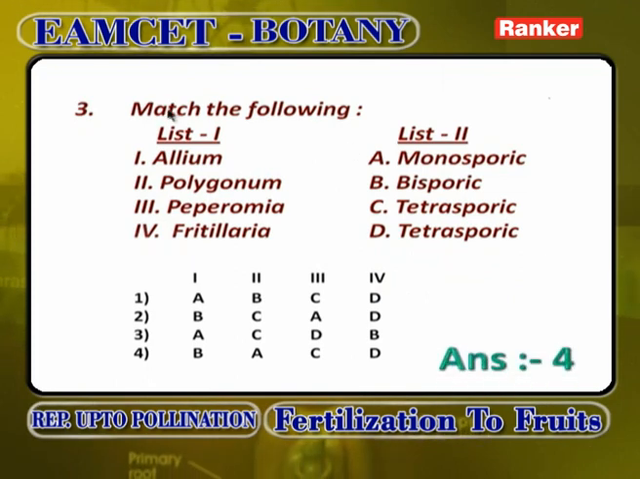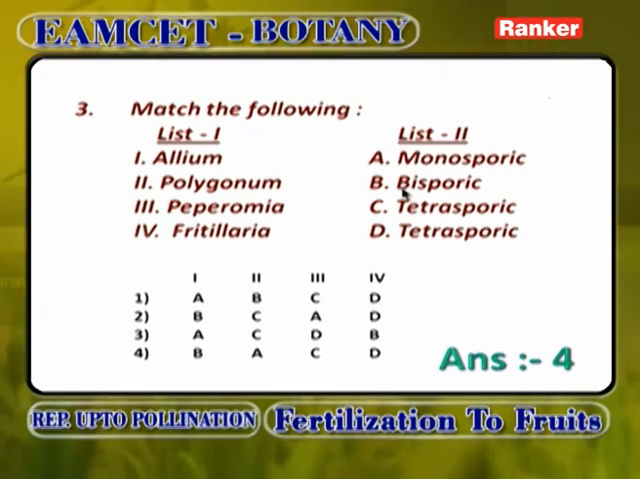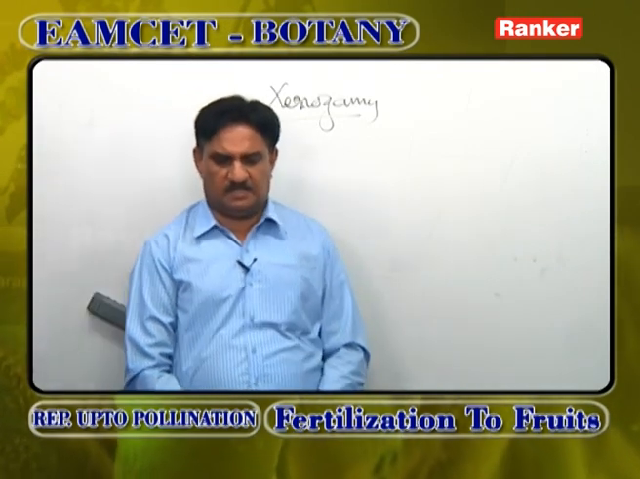Now, coming to the matching. List 1 is Allium, Polygonum, Peperomia, Fritillaria. List 2 is monosporic, bisporic, tetrasporic, tetrasporic. Allium is always bisporic. So, for this the answer is 4, 1 that is Allium, B bisporic. Bisporic means out of 4 megaspores formed, 2 disintegrate and 2 remain functional.